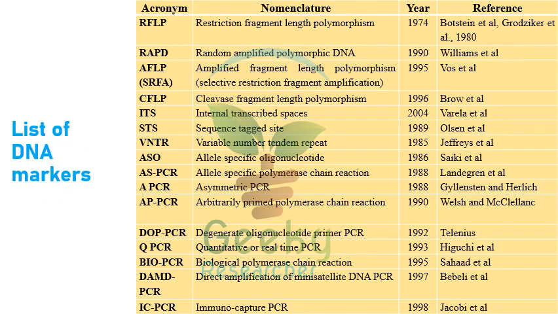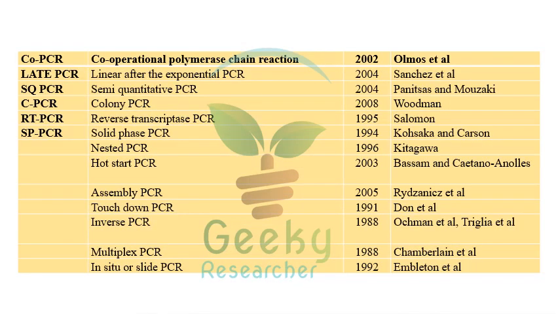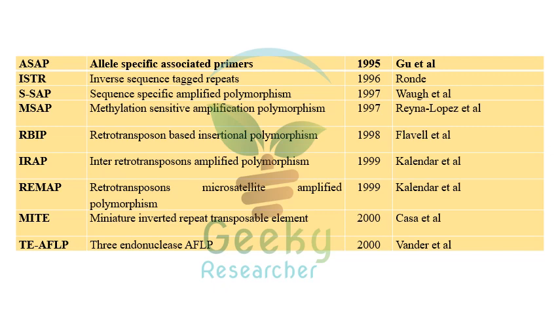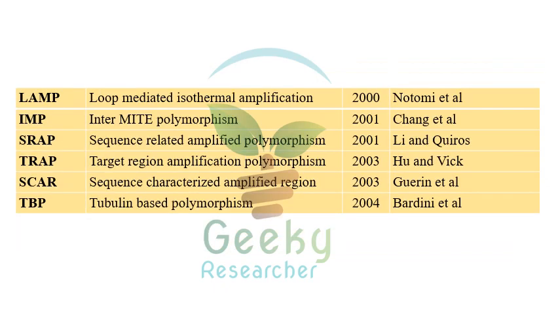Coming to this, a list of DNA markers has been given: RFLP, restriction fragment length polymorphism, Botstein; RAPD, random amplified polymorphic DNA, Williams; AFLP, amplified fragment length polymorphism, Vos. These are the various kinds of DNA markers with their nomenclature, year of discovery, and references, in the sense of the person who discovered them. This slide also represents the same, and again the same. And hope you have already seen loop mediated isothermal amplification, 2000, developed by Notomi.